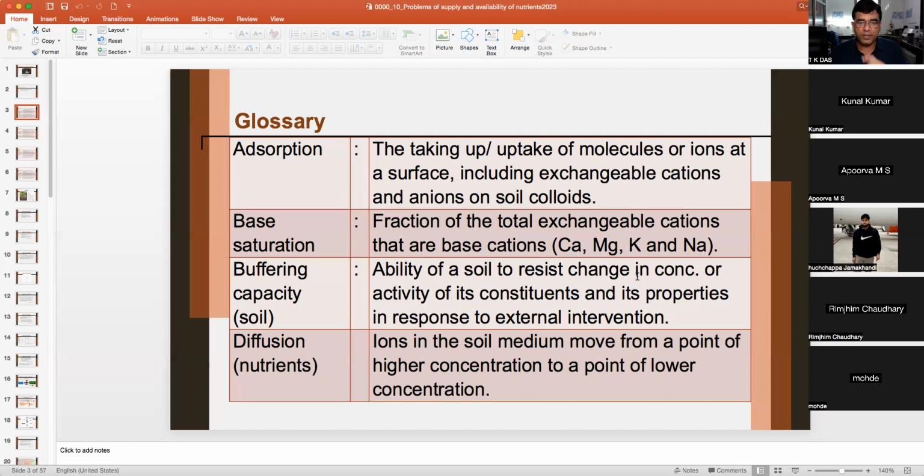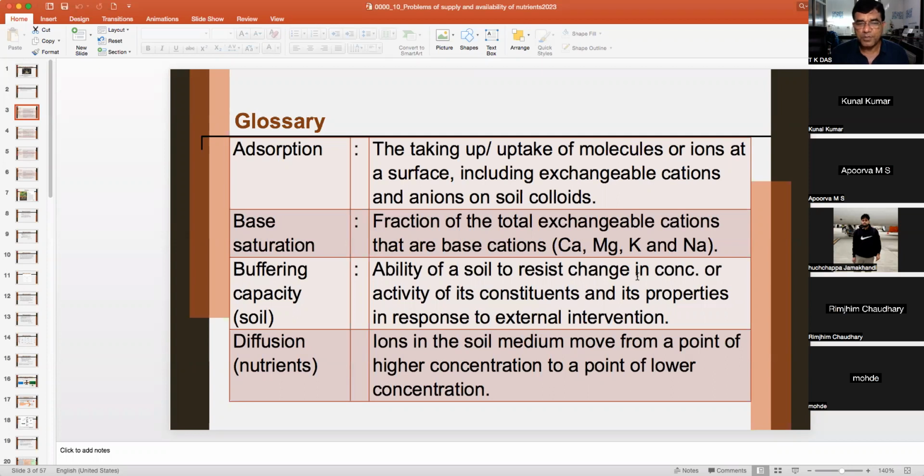So for example, if you add organic matter in the soil, it will change organic matter, but the change will be very, very slow. Similarly, if you add fertilizer, acid forming fertilizer or base forming fertilizer, they will not change pH in 1 year or 5 years or 6 years. It will take very long time because soil has buffering capacity to resist this change.